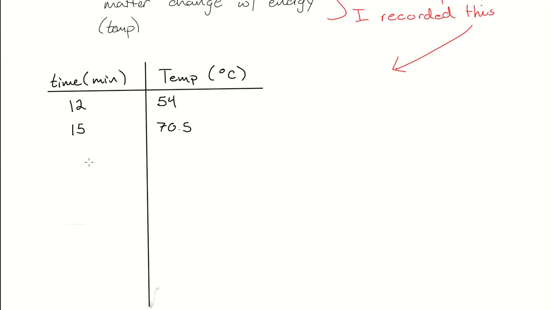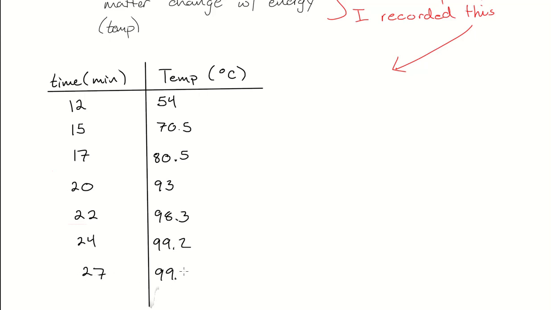At 17 minutes, we're at 80.5. We decided 5 points, right? I think I'm probably going to lie and give you 6 or 7. 20 minutes, we're at 93. All right, 22 minutes, we're at 98.3. Then the last 3 points that I want you to do for me. At 24 minutes, we were at 99.2. At 27 minutes, we were at 99.2.